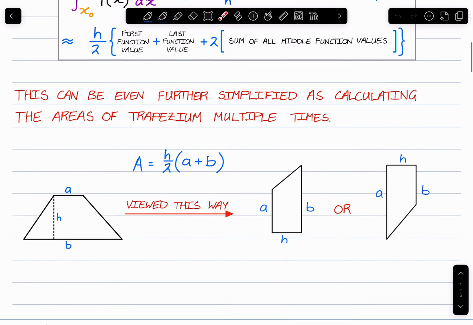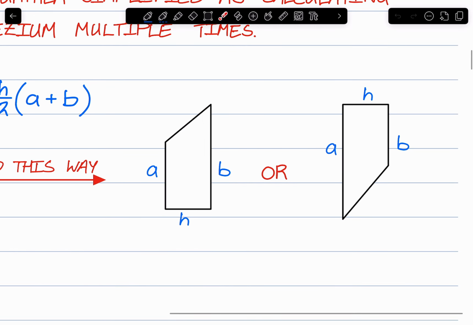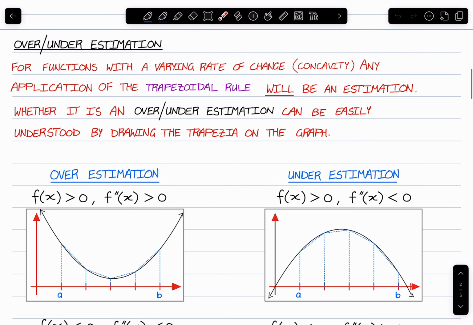Now, we can simplify this even further by simply looking at the trapezoidal rule as literally finding the area of multiple trapezia. So normally we would see a trapezium like this, where the area is h on 2 times (a plus b), but when we apply this to the trapezoidal rule, it's often broken up into trapezium that look like this or that look like this.